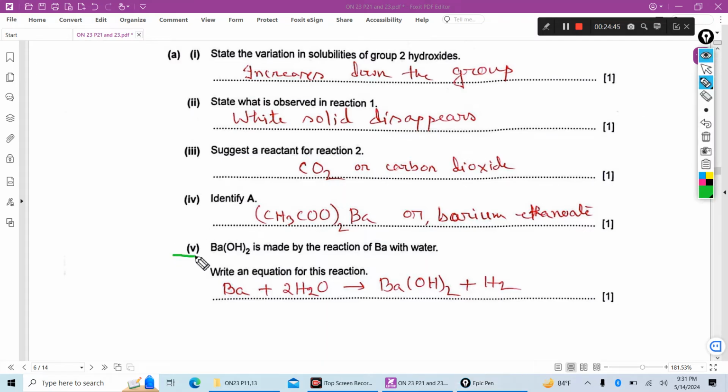Number 5: barium hydroxide is made by the reaction of barium with water. Write an equation for this reaction. You know barium reacts with water to produce barium hydroxide and hydrogen. A metal reacts with water to form metal hydroxide plus hydrogen.